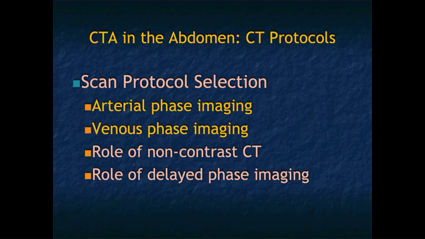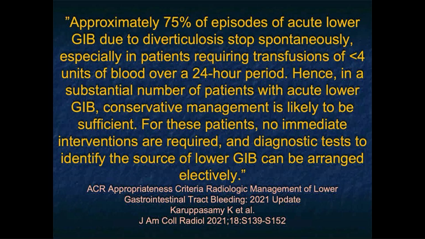I mentioned again in terms of imaging, go with arterial and go with venous. It works out very, very nicely. Now, in terms of bleeding, one of the things where CT becomes very strong is the fact that bleeding in most patients will stop. 75% of episodes of acute lower GI bleeding due to diverticular disease stop spontaneously, and only a small percent of patients will get a second bleed, forget that admission, in their lifetime.